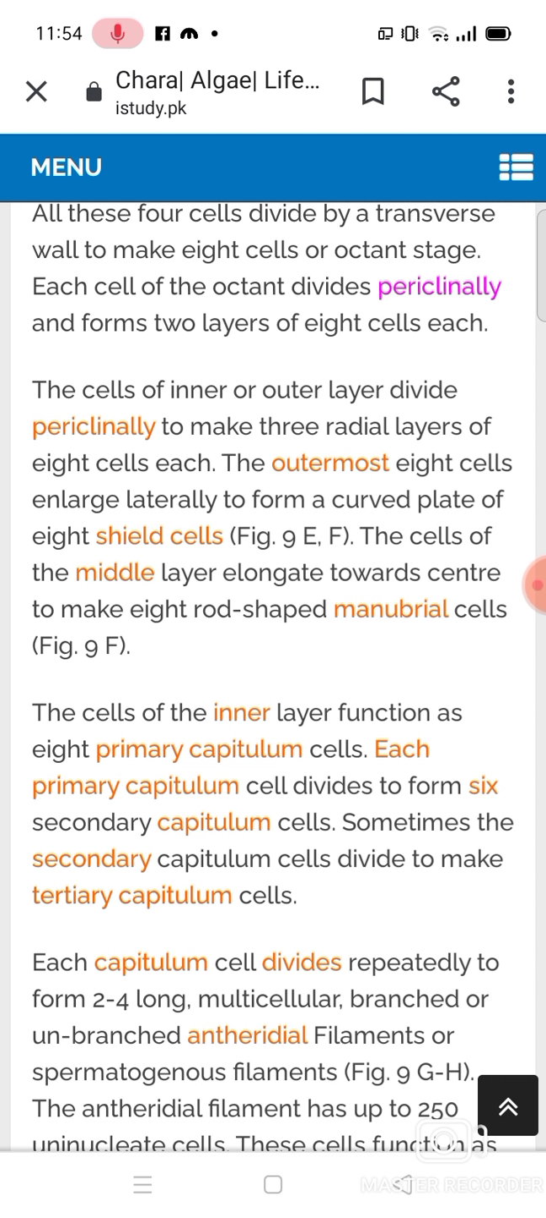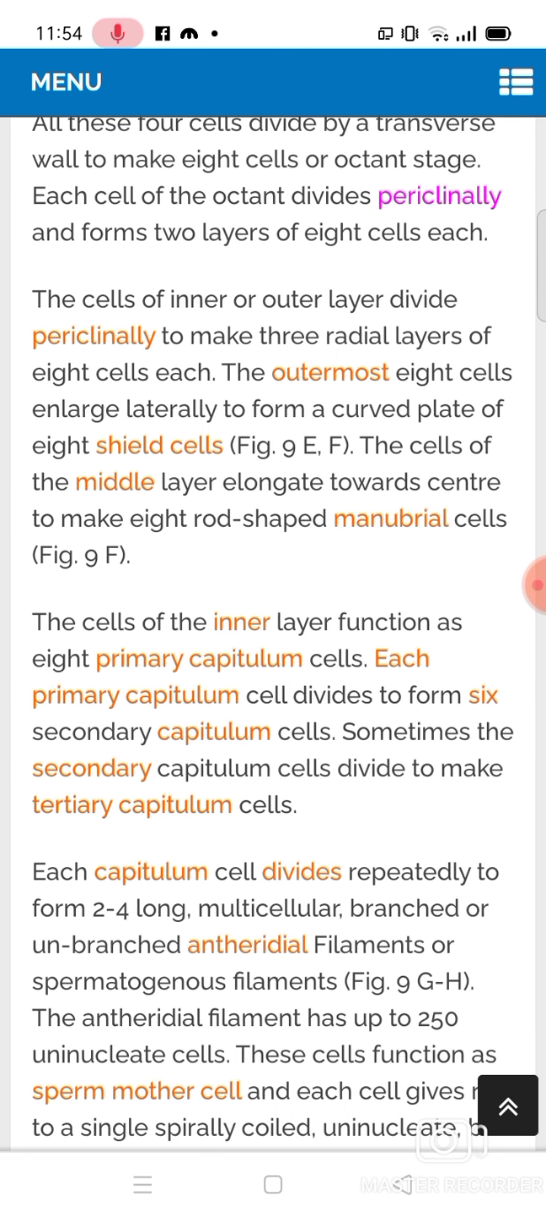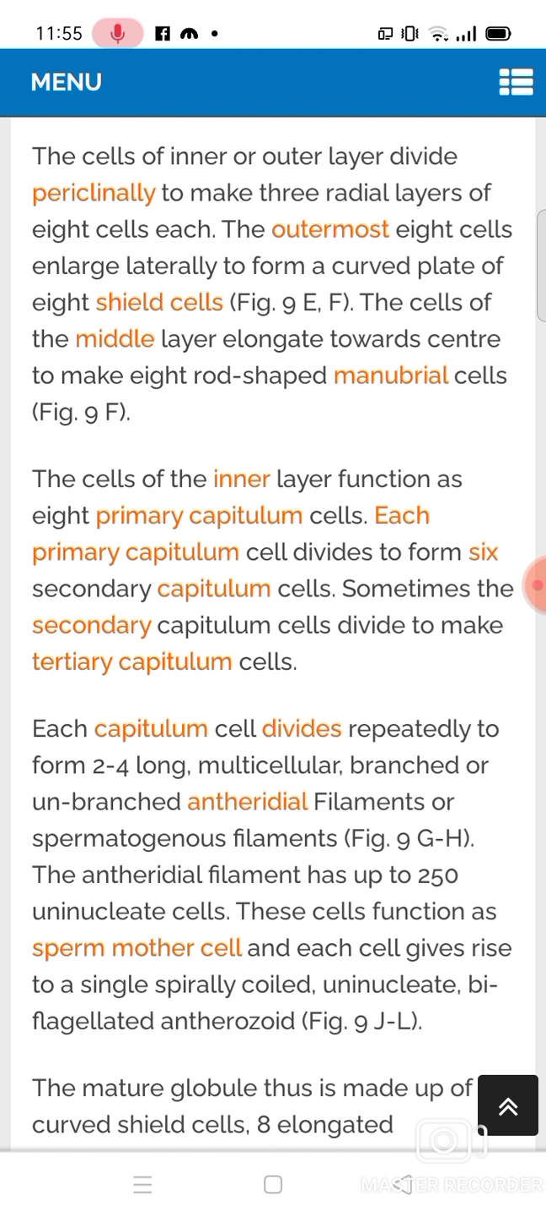The outermost 8 cells enlarge laterally to form a curved plate of the 8 shield cells. Now the outermost layer of cells enlarge and form a shield of cells. The cells of the middle layer elongate towards the center to make the 8 rod-shaped manubrial cells. The middle cells form rod-shaped structures which are called manubrial cells.